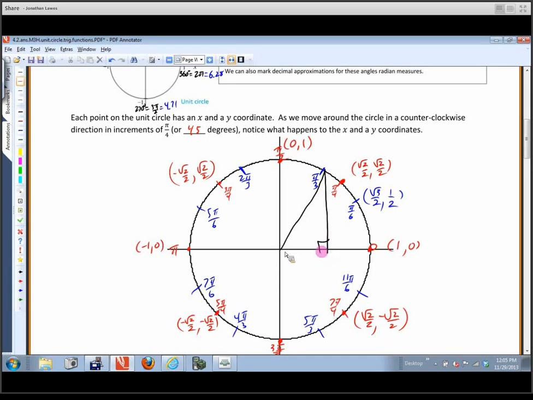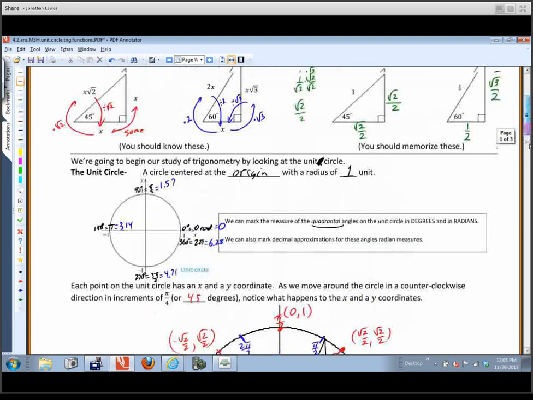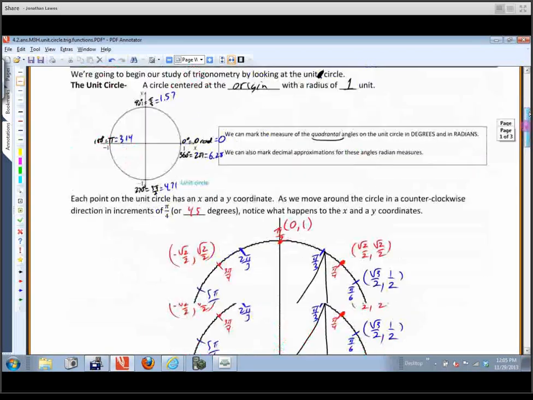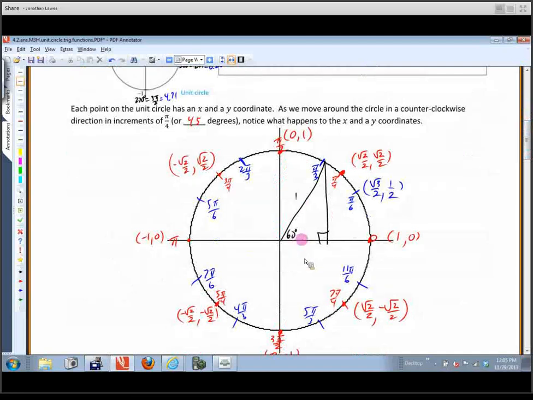Think about how big this angle is. It's pi thirds. Hopefully we know what that is in degrees really quickly. That's 60 degrees. So that is this little picture right here. So that means that this short leg is 1/2, and this would be radical 3 over 2. So that means the coordinates on the unit circle for this point would be, I would have gone to the right 1/2, and then it would have gone up radical 3 over 2.